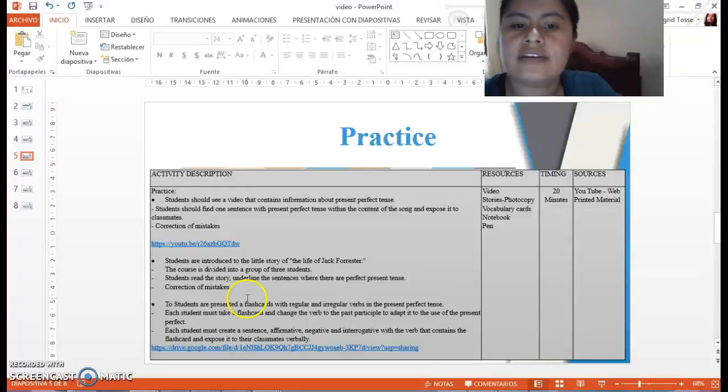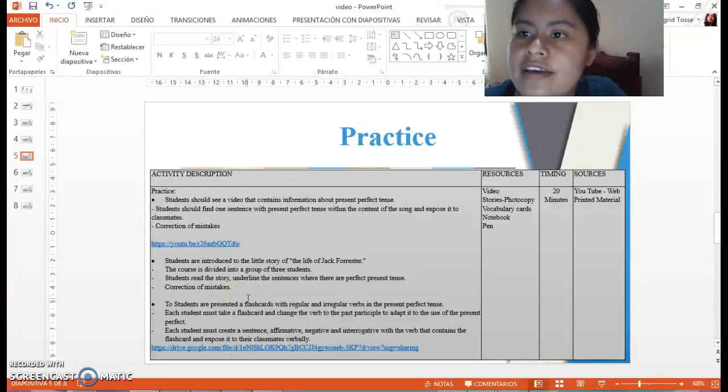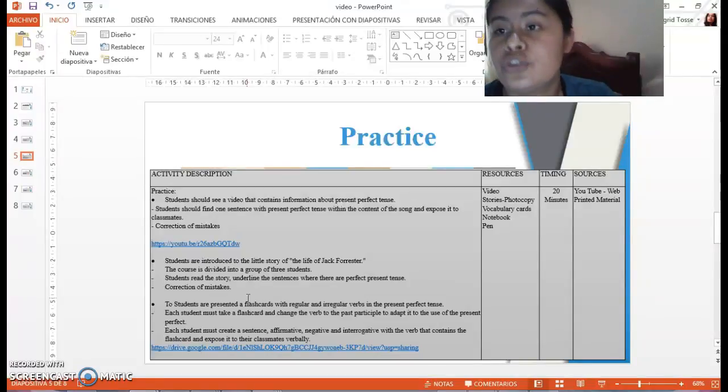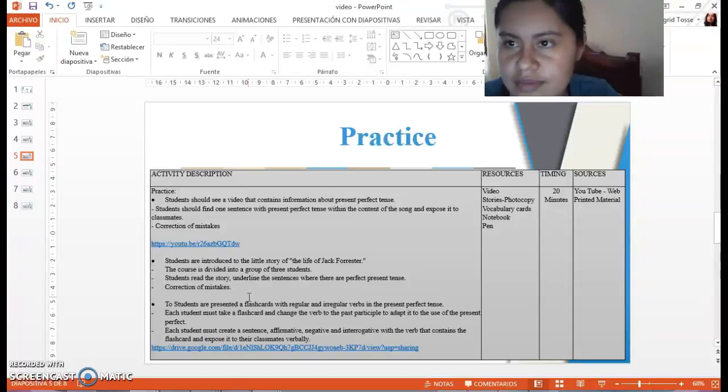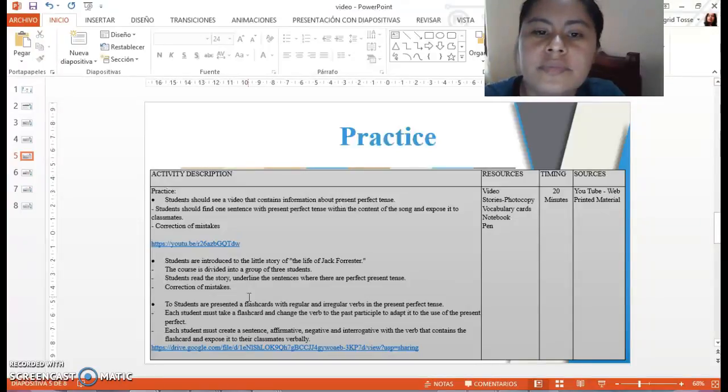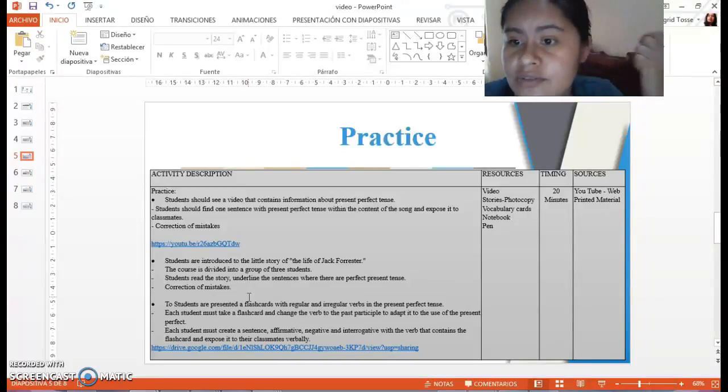When students choose the verb, they develop this part of the creation of the sentences. And then, when they develop this part, they expose this part in a written way, in a word, and verbally to their classmates. The time is 20 minutes.